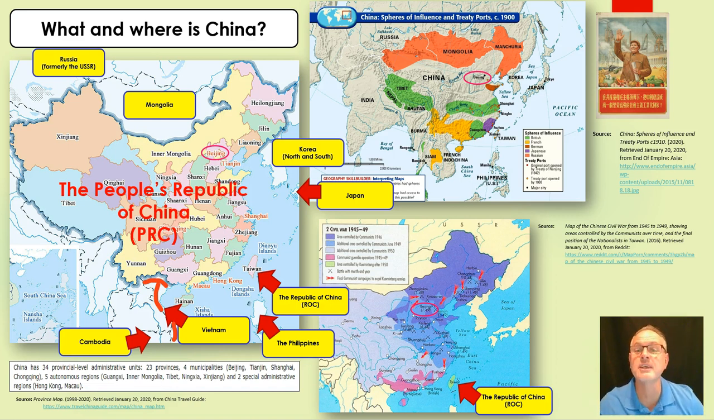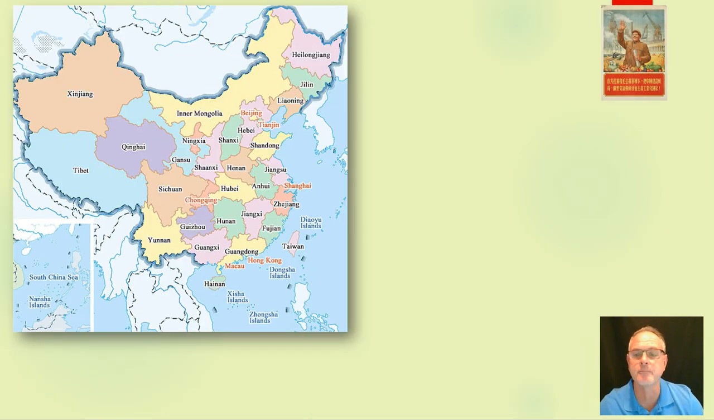nationalist forces, the government of China, retreated to an island of Chinese territory off the coast, Taiwan. And that is now, to this day, the Republic of China, the remnants of that national mainland government that existed up until 1949, actually from 1911 to 1949.